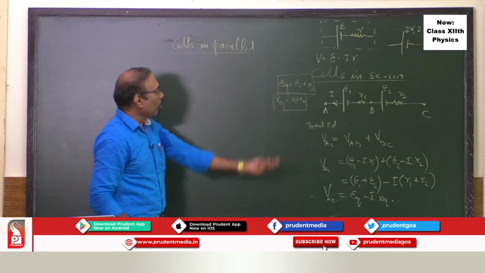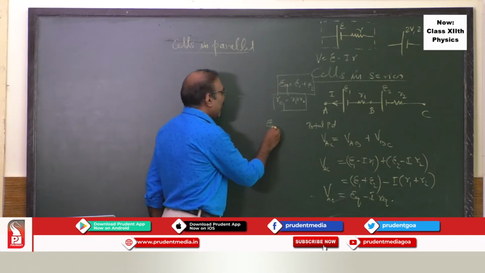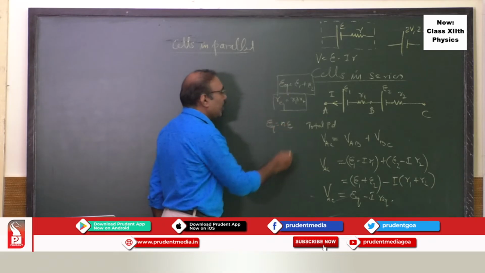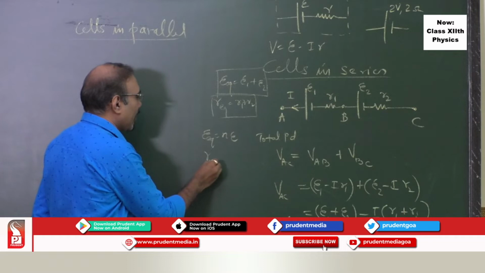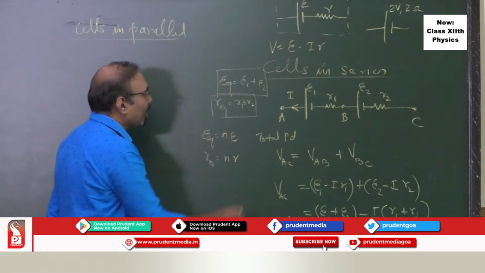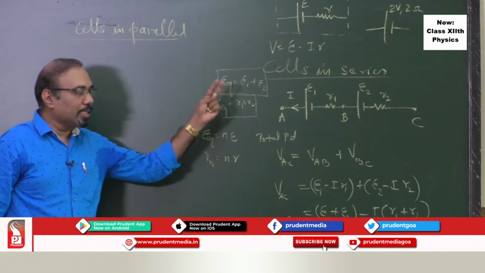If n cells are connected in series, then the equivalent EMF will be n times E. If there are n internal resistances, the equivalent internal resistance will be n times r. So that will be the formula you can go through. This is about cells in series.